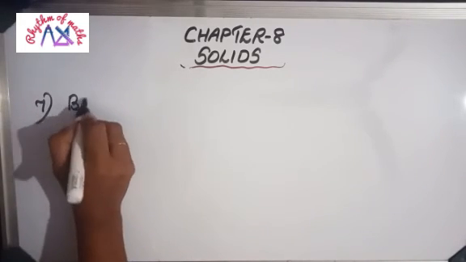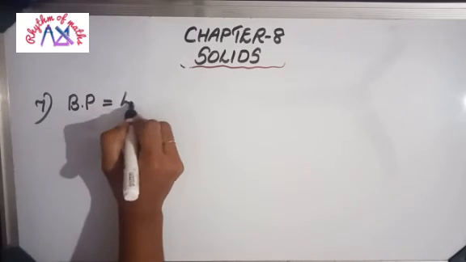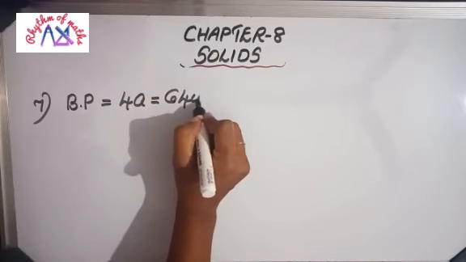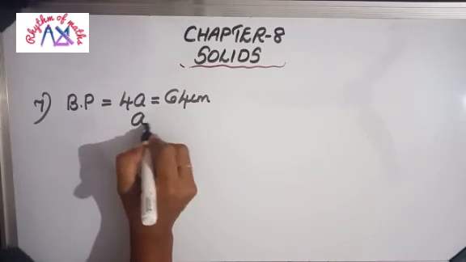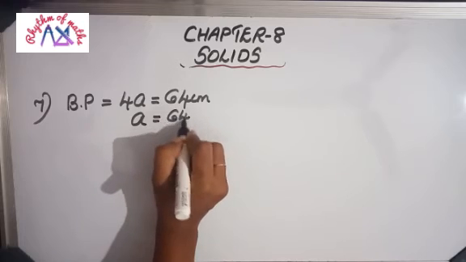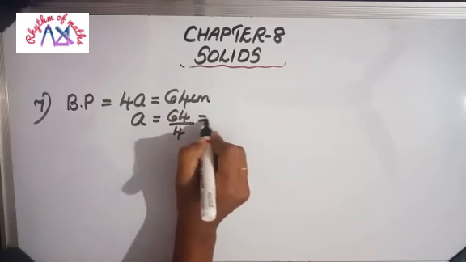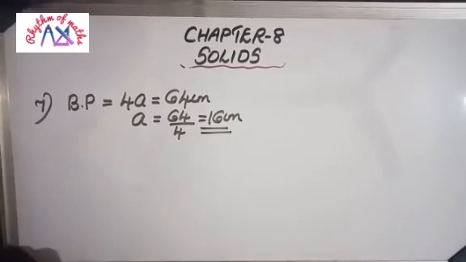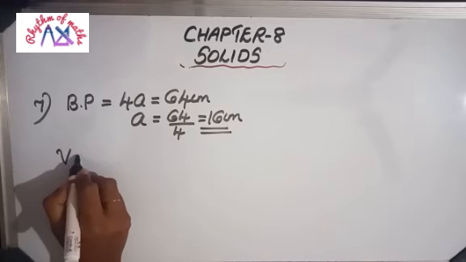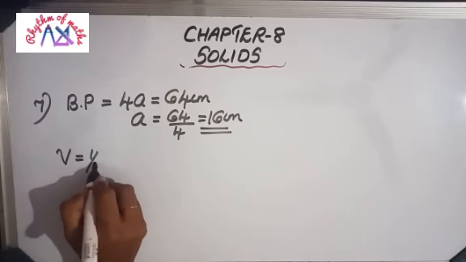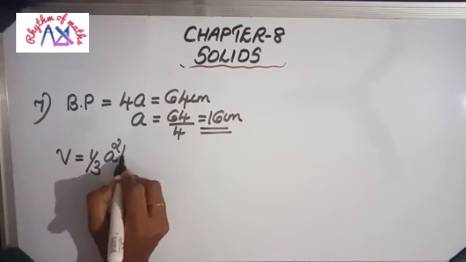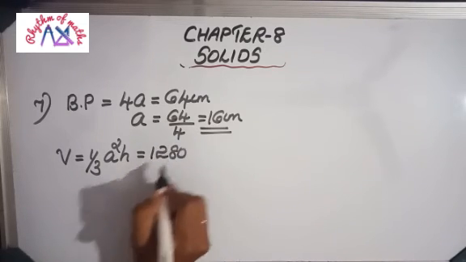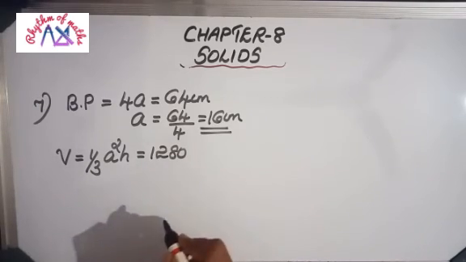So base perimeter, what is the equation? Base perimeter equation is 4a. Okay, 4a is given as 64 centimeter. From this we can find base edge, that is a equal to 64 by 4, that is 16 centimeter. Okay, 16 centimeter is the base edge. Next, volume is given. Okay, volume equation is what? 1 by 3 a square h equal to, answer is given, that is 1280. Volume of this particular square pyramid is 1280.